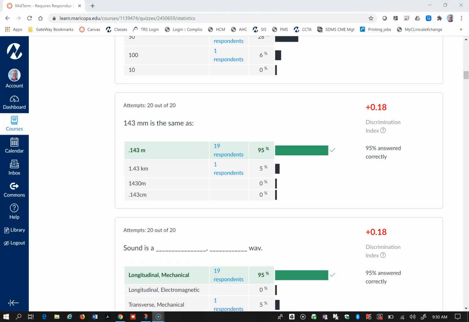Next question, 143 millimeters is the same as, and if we think of milli as a thousandth, we could read this as 143 thousandths of a meter is the same as, and then you could simply find the answer as being 143 thousandths of a meter. So that one's pretty straightforward. You can also do the conversion if you want to.